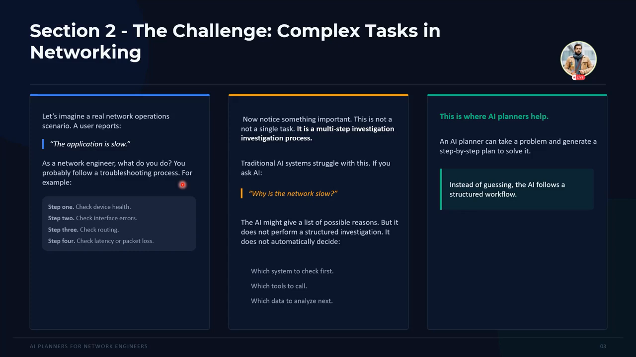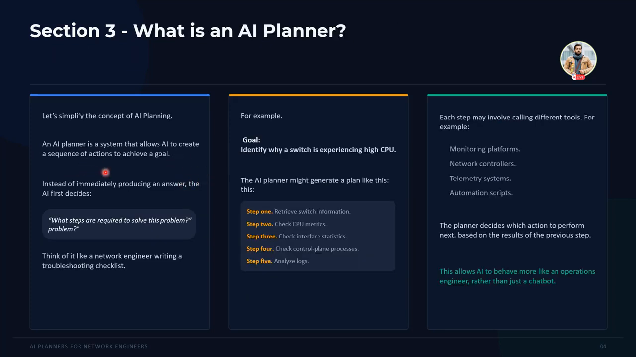So what exactly is an AI planner? Let me put it in simple terms. An AI planner is a system that allows AI to create a sequence of actions to achieve a goal. Instead of immediately producing an answer, the AI first asks itself, what steps are required to solve this problem? Think of it like a network engineer writing a troubleshooting checklist before starting work. Oh, that is a great analogy. We all do that. Before touching anything, you think through the steps first.